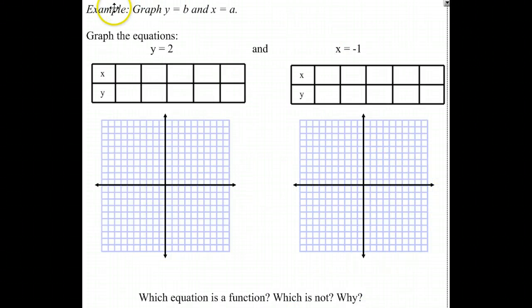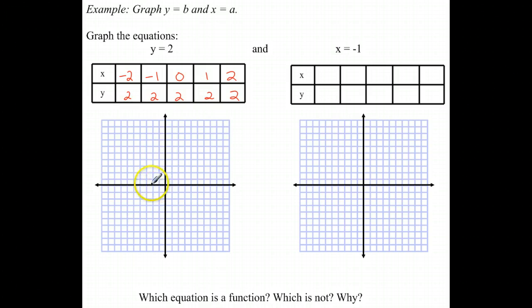The next example we're going to look at is, what if our equation looks a little bit different? What if we have something like y equals 2? Well, if I just pick any x values, let's pick negative 2, negative 1, 0, 1, 2, there really is no place for me to plug them into this equation. But the equation does tell me that y is always equal to 2. So I'm going to go ahead and fill that in here.